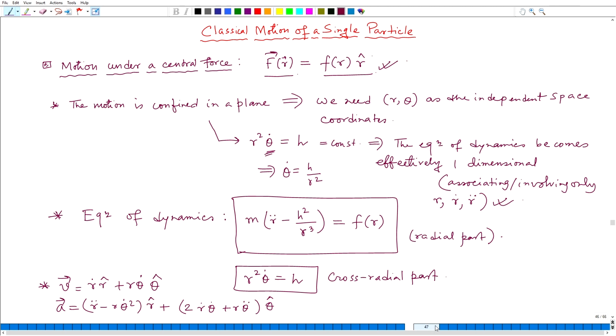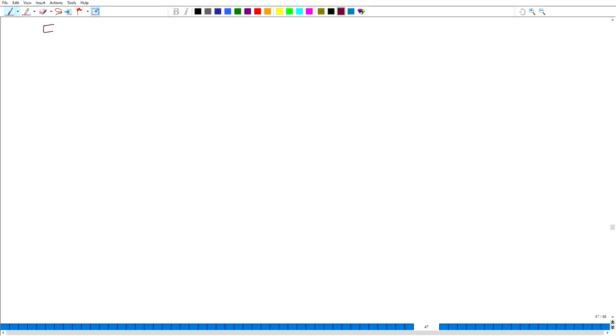So, now we will continue the discussion which we just started at the very end of the last lecture, that is to find the orbit. One can be interested to find the orbit, that is r as a function of theta or theta as a function of r.